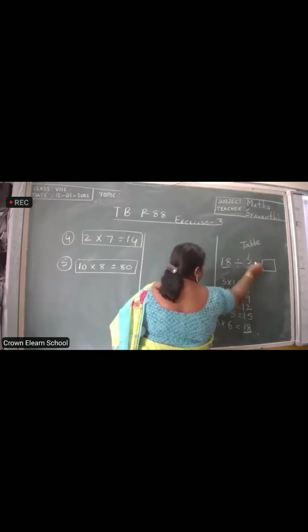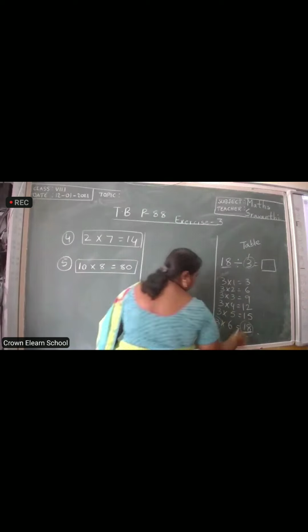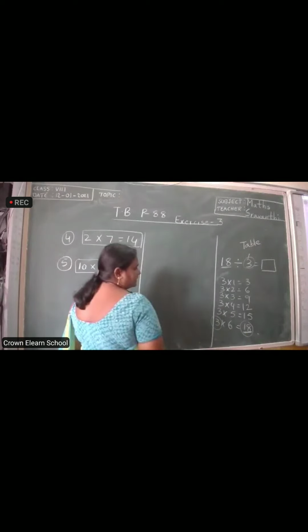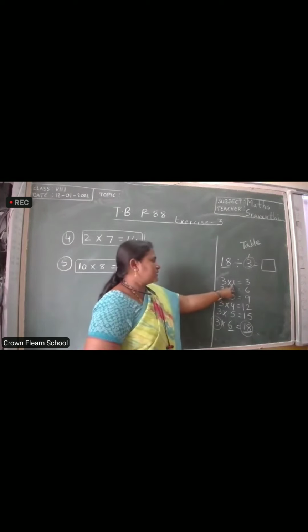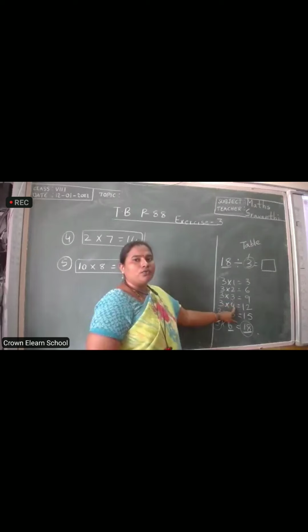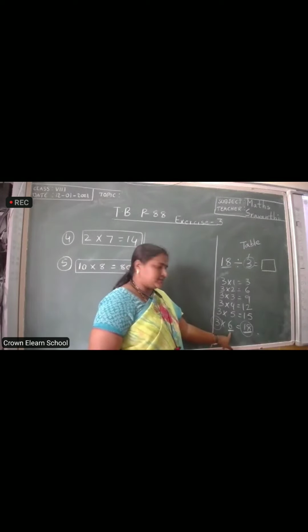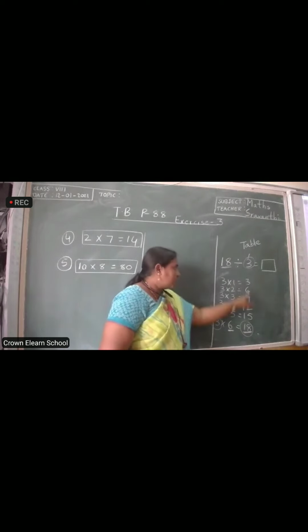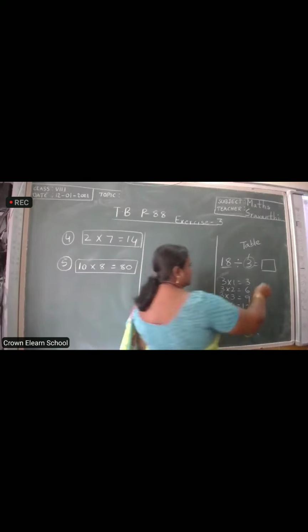Is there. You can see 3 is there. And 18 also there. 18, 3. So what is the answer? 6 are. 1 are, 2 are, 3 are, 4 are, 5 are, 6 are. 6 is the answer. In the given sum, 18 is there, 3 is there, 6 are missing. So let us write 6 here.